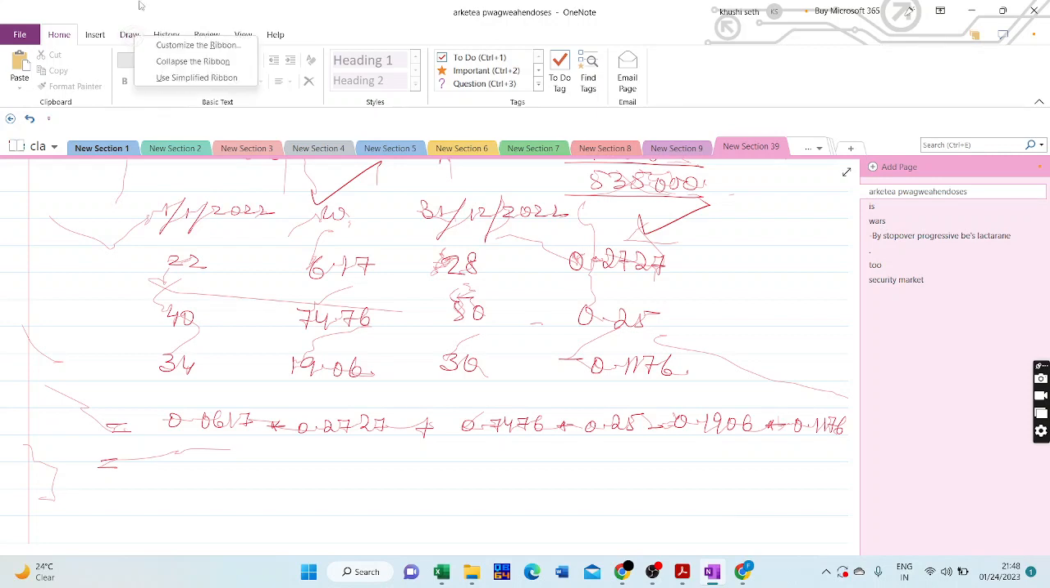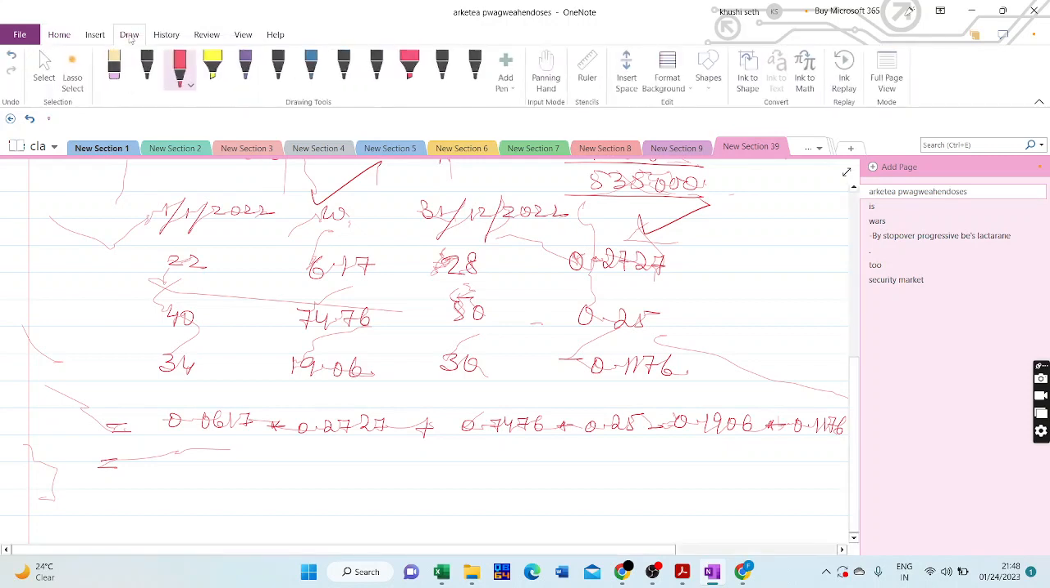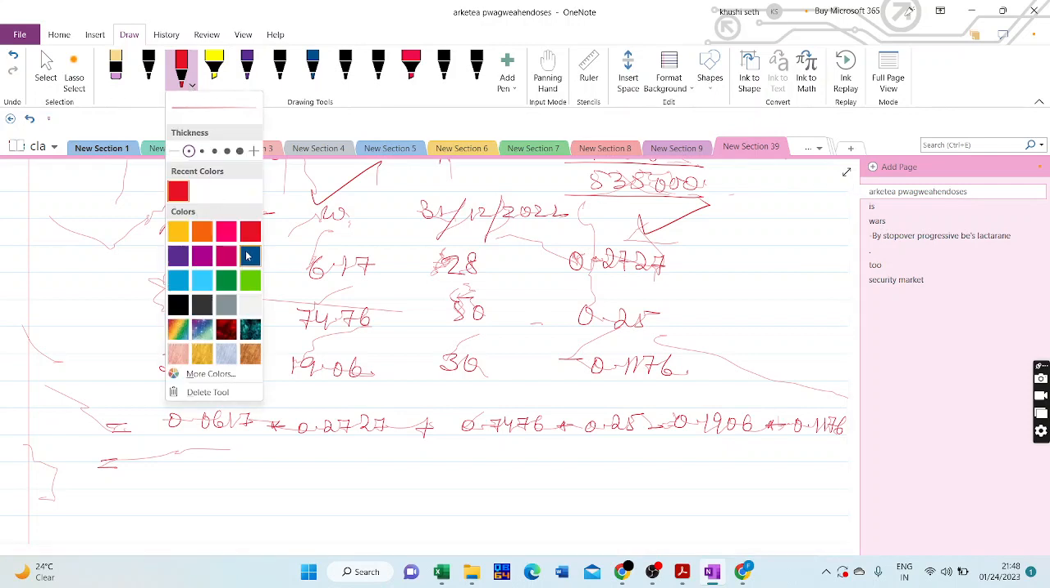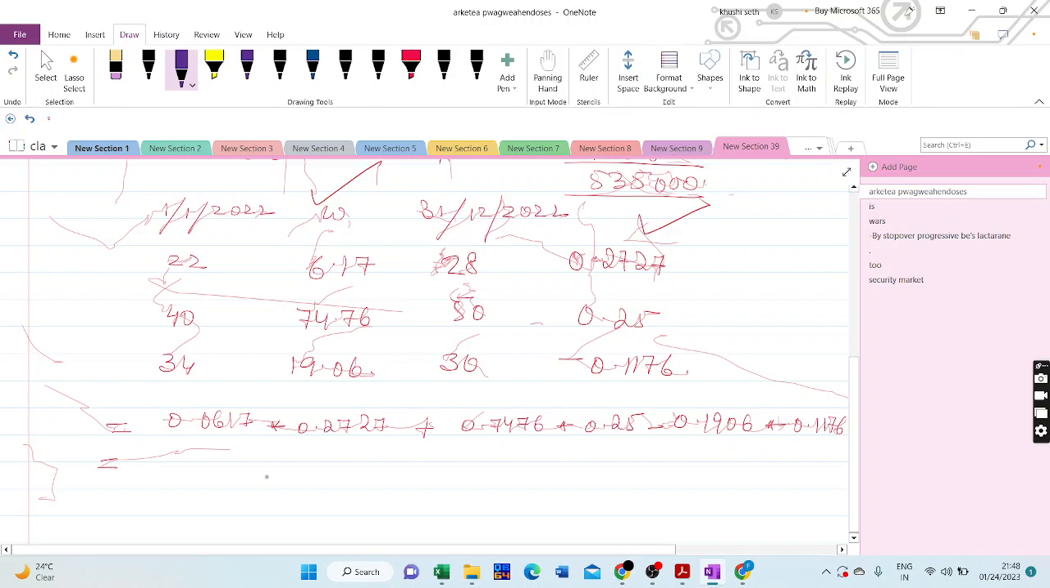Speak up, guys, it can't take this much time. 18.13. Very good, Shreya. The answer is 18.13%, right? So this would be the return of the market cap weighted index.